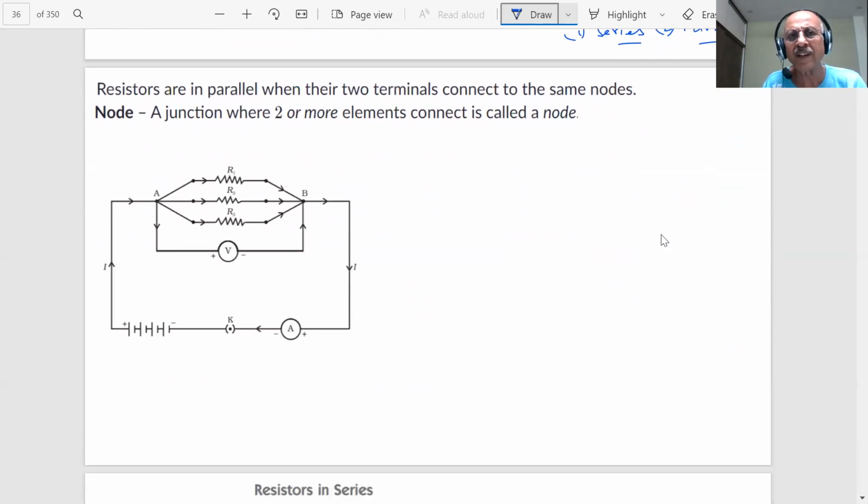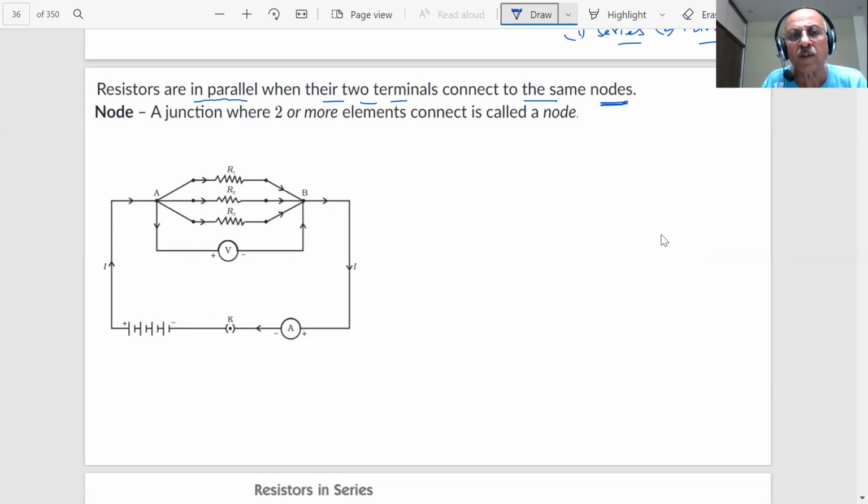The second possibility, students, is that resistors are in parallel, student, parallel. When their two terminals connect to the same nodes, students, same nodes. What is a node, student? Junction where two or more elements connect together.